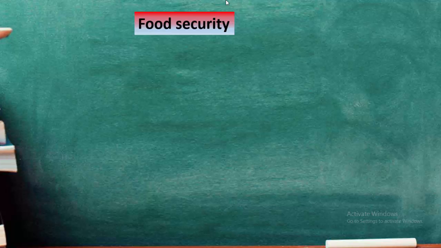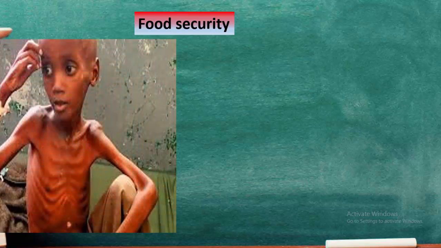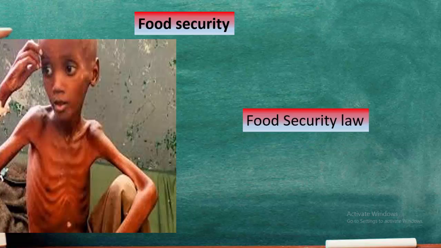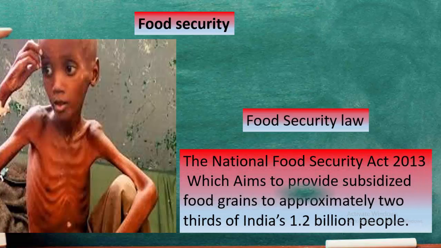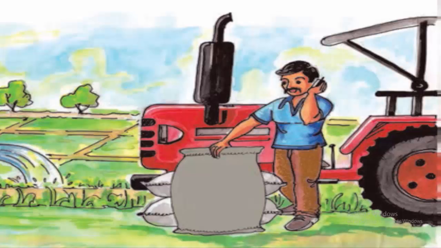The next is food security. Food is a basic need. Many countries have made laws to ensure that every person should get sufficient food according to their need. Now what does this law say? Food security law. The National Food Security Act 2013, which aims to provide subsidized food grain to approximately 2/3 of India's 1.2 billion people.